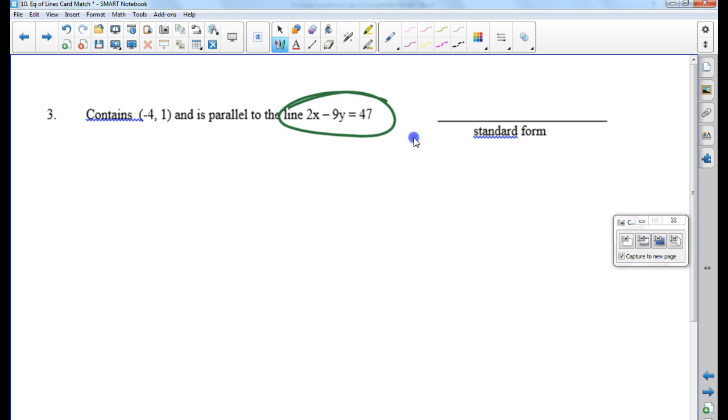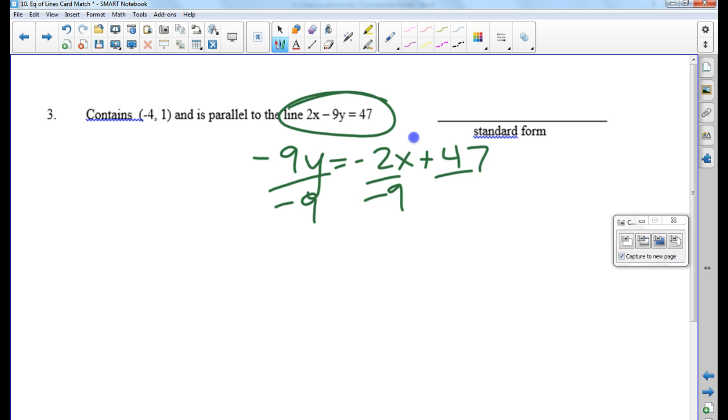You move the x, let's do that first. Negative 9y equals negative 2x plus 47. That was step 1. And then you divide by the coefficient of y. That's step 2. Divide. We don't really care about the y-intercept, but why not? We'll just divide it anyways.